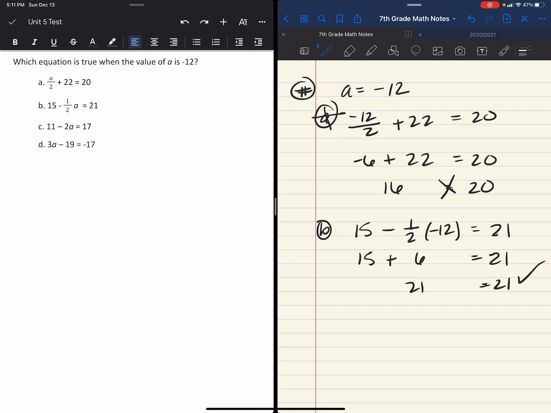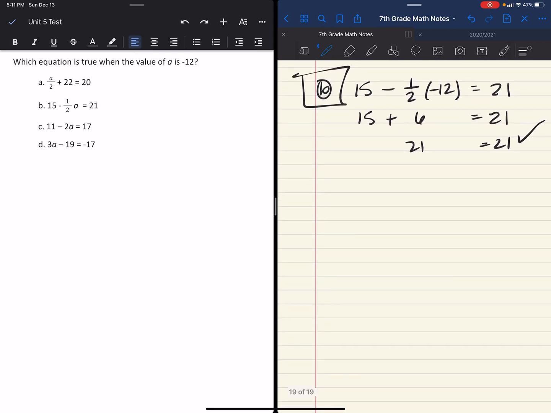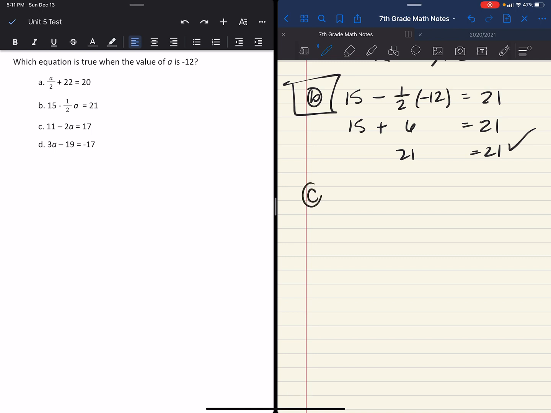But you guys know we're going to go through the other answer choices, even though B is going to be our answer. C is 11 minus 2A equals 17. Negative 2 times negative 6. 2 times 6 is 12. Negative times negative is positive. And 11 times 12 is mental math. That comes out to 23. 23 does not equal 17.